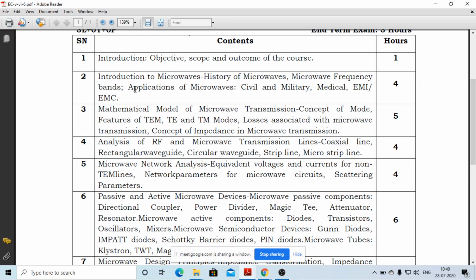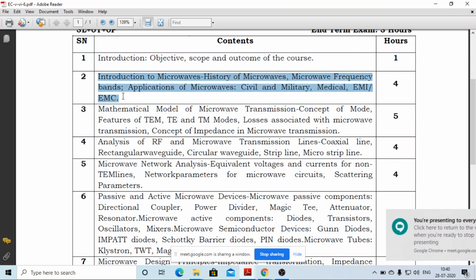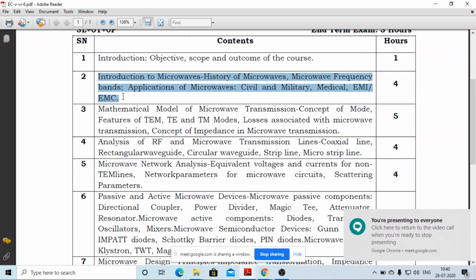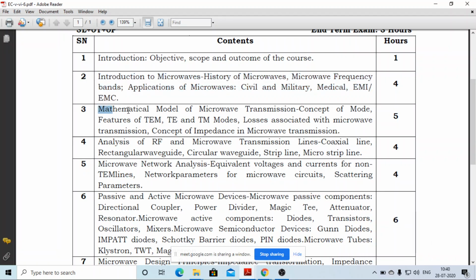So I have covered the introduction part, then introduction to microwave and history. After that, the mathematical model of microwave transmission, concept of modes, and in the last lecture, I discussed the concept of impedance in microwave transmission. For today's class, the topic is the coaxial line. The unit name is analysis of RF and microwave transmission lines, and the first topic is coaxial line.